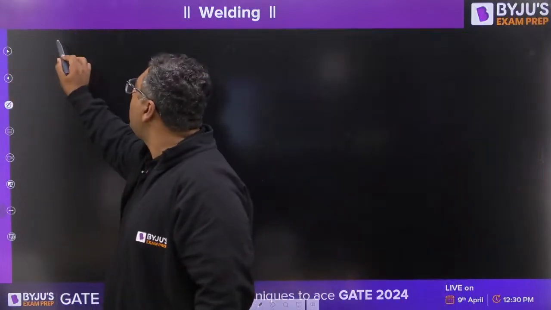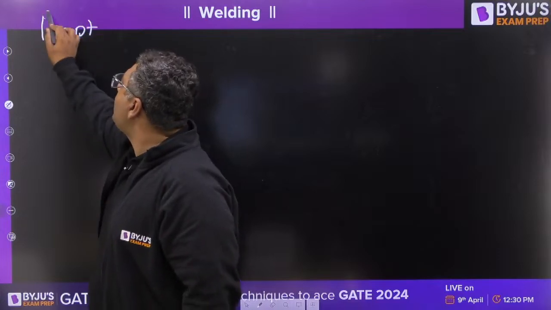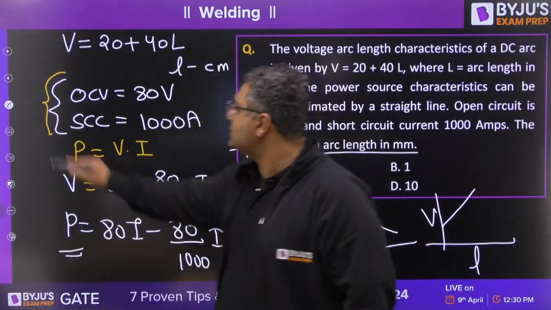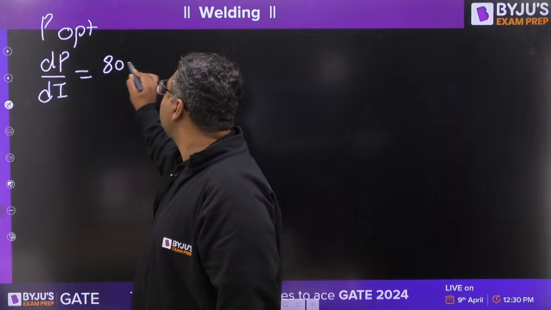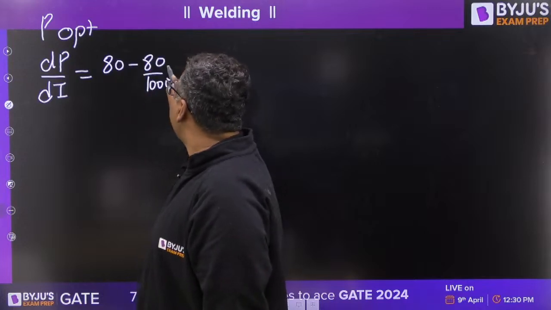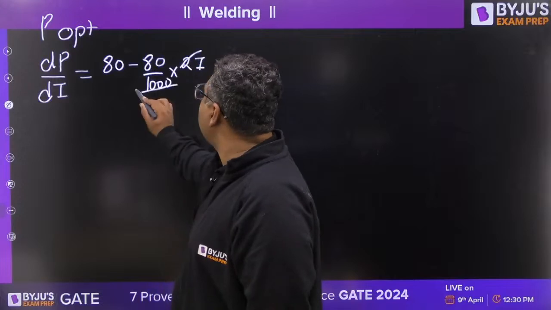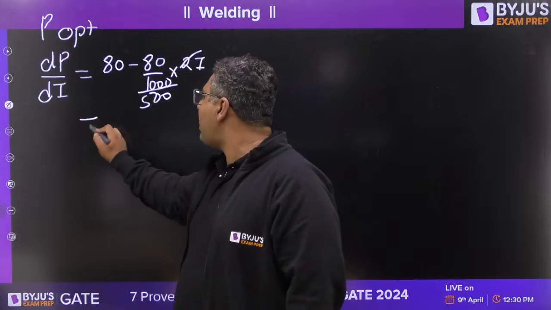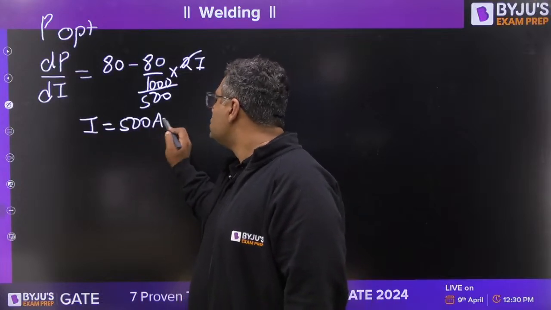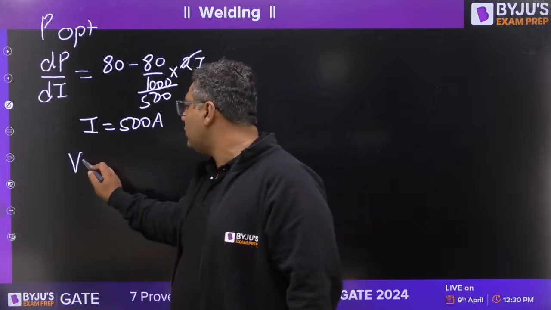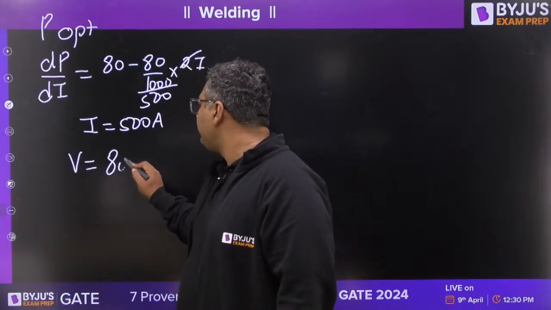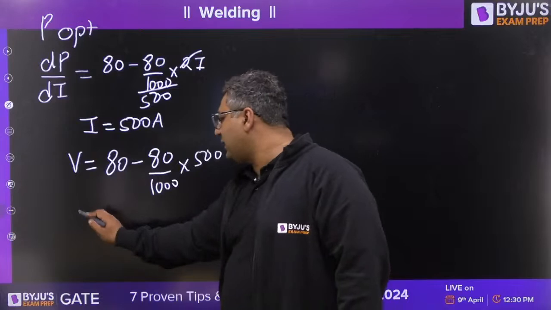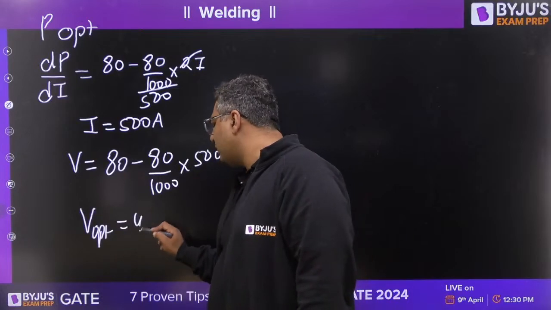Now you will go for optimum power. For power optimum, you will say dP by dI. So dP by dI is 80 minus 80 by 1000 into 2I. The 2 will get cancelled out by 500. From here you can find the value of I to be 500 amperes. When you have this value of I, you know V equals 80 minus 80 by 1000 into 500. So you will get the optimum voltage as 40 volt, as I was already saying.